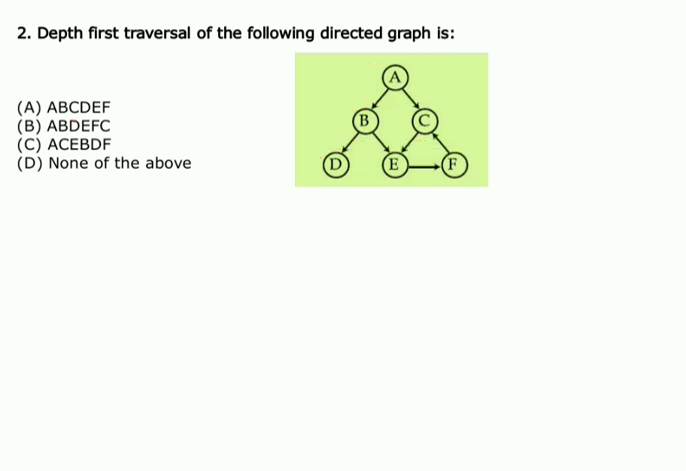Next option, A, B, D, E, F, C. So this is the correct answer, right? In DFS traversal, it is starting from the root node, searching until the child node is found. Then we are back traversing to the remaining nodes. So next, after D, we are traversing the remaining nodes, that is E, and then F, and then C. So this option is the correct answer. Option D is the correct answer.